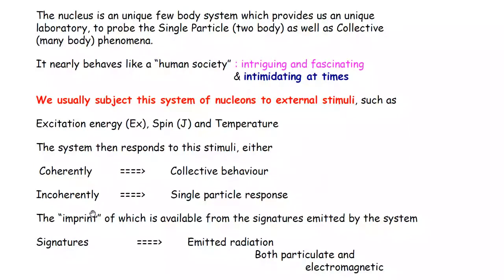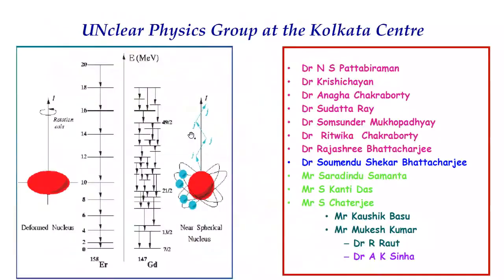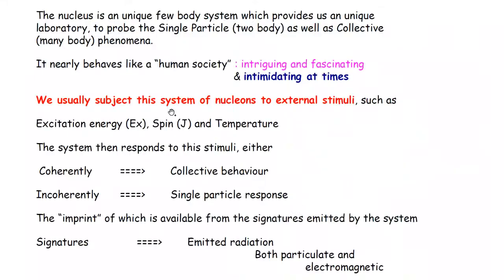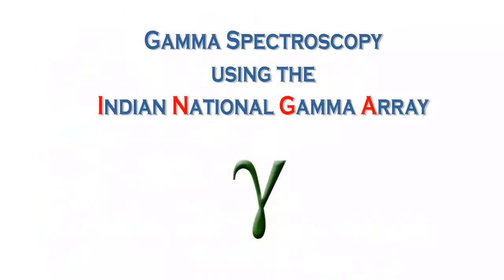So the imprint or the signature of this behavior, I'll go back one slide, you see that if I disturb this nuclei and all of them coherently respond, I get a beautiful manifestation as an orderly phenomenon. If there are disturbing elements, which we always have in human society, you'll get some kind of complex situation. So it is the signature which tells us how the system has behaved. And that is why it's important for us to study the various signatures.